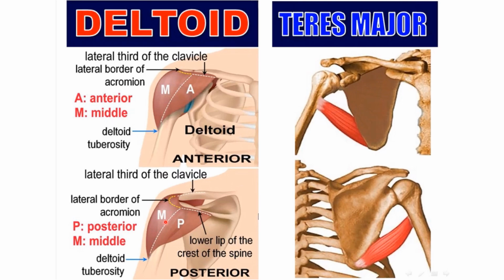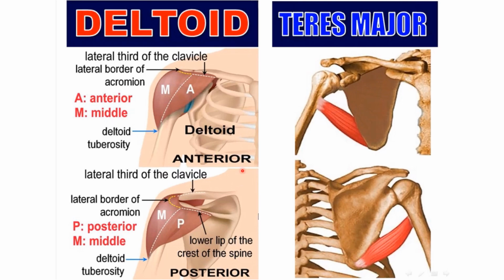Now it has layers, or fibers. This is the middle fiber, this is the posterior fiber. The middle fiber is the most important. That's what actually initiates the abduction from 15 degrees to 90 degrees. The anterior fiber causes flexion and medial rotation. The posterior fiber causes extension and then lateral rotation.